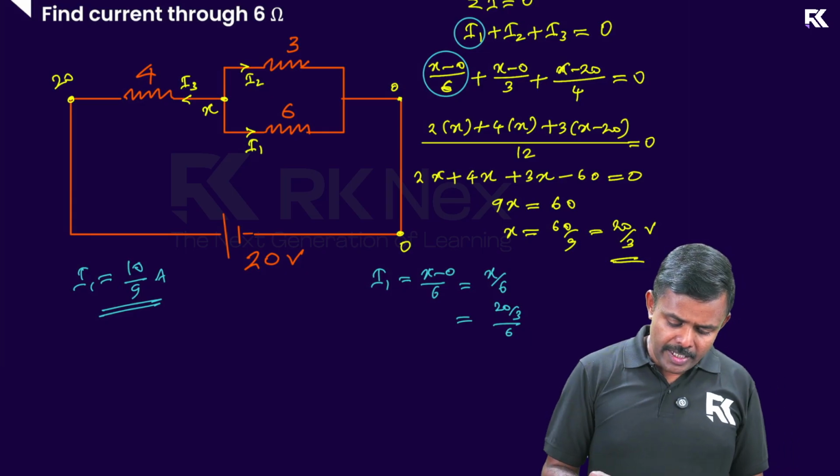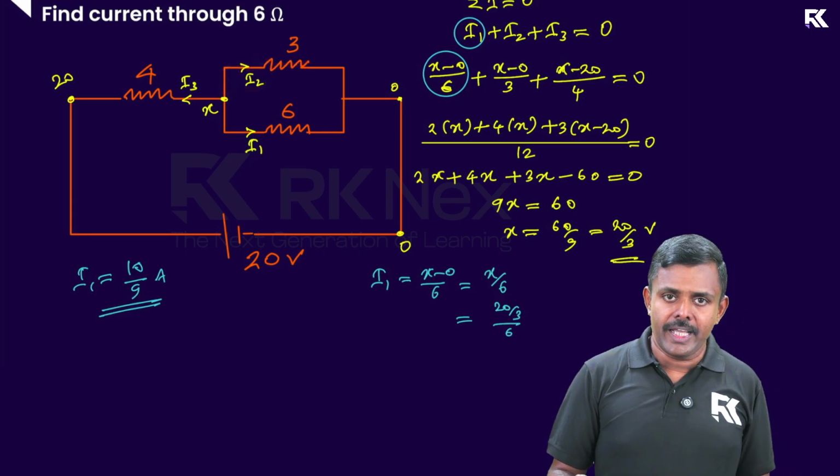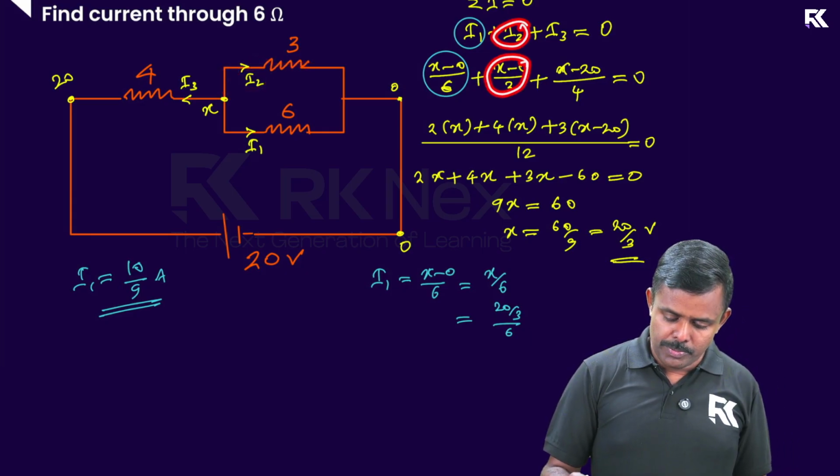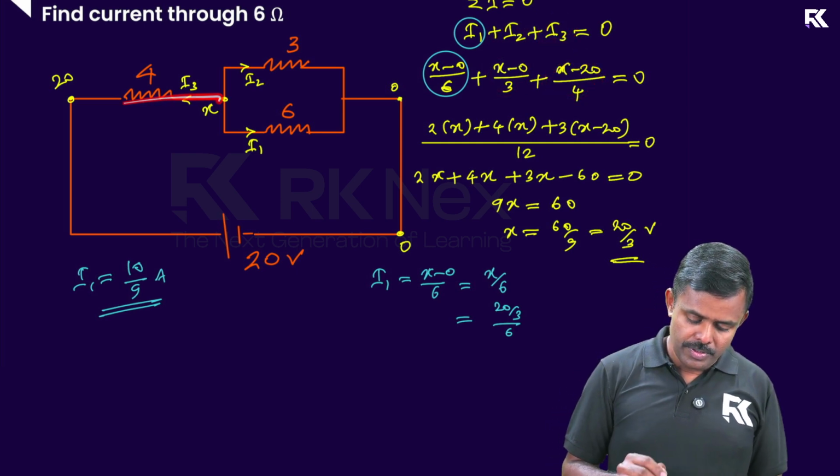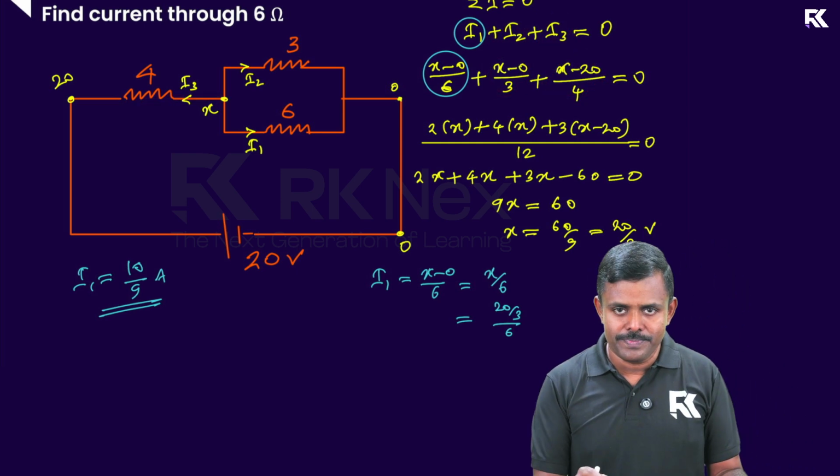Similar way I can find the current through this by taking I2. I2 is what? X by 3. And I3 is what? I3 is X minus 20 by 4. I can find all the currents in the circuit now. Okay.